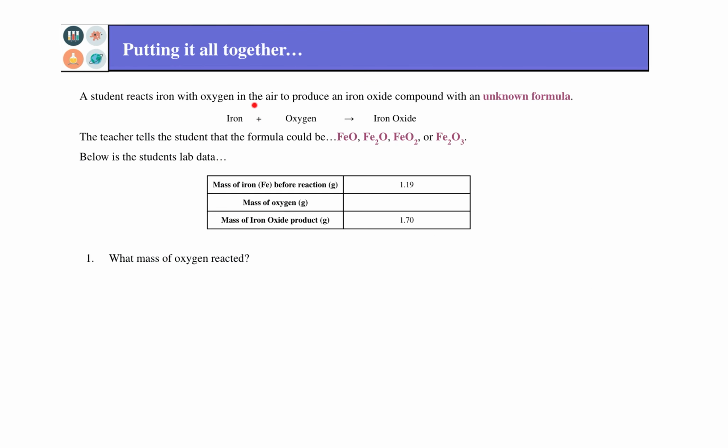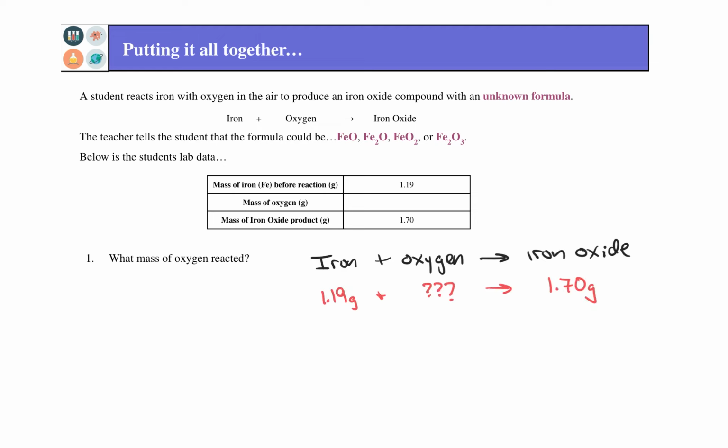A student reacts iron with oxygen in the air to produce an iron oxide compound with an unknown formula. The teacher tells the student that the formula could be one of the 4 following: FeO, Fe2O, FeO2, or Fe2O3. Below is the student's lab data. So, given this lab data, what mass of oxygen must have reacted if you assume the law of conservation of matter to be true? We know that we had 1.19 grams of iron before the reaction, and we don't know how much oxygen reacted with it, but we know that the final product, the iron oxide, weighs 1.70 grams. So there must have been 0.51 grams of oxygen that reacted with the iron to make the iron oxide product.